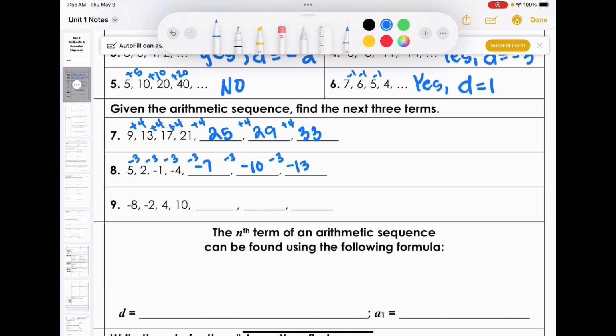Number 9, we have -8, -2, 4, and 10. So to find the pattern here, okay, we're adding 6 every time. So my next term would be 16. Then I'm going to add 6 to that and get 22. Then I'm going to add 6 to that and get 28.